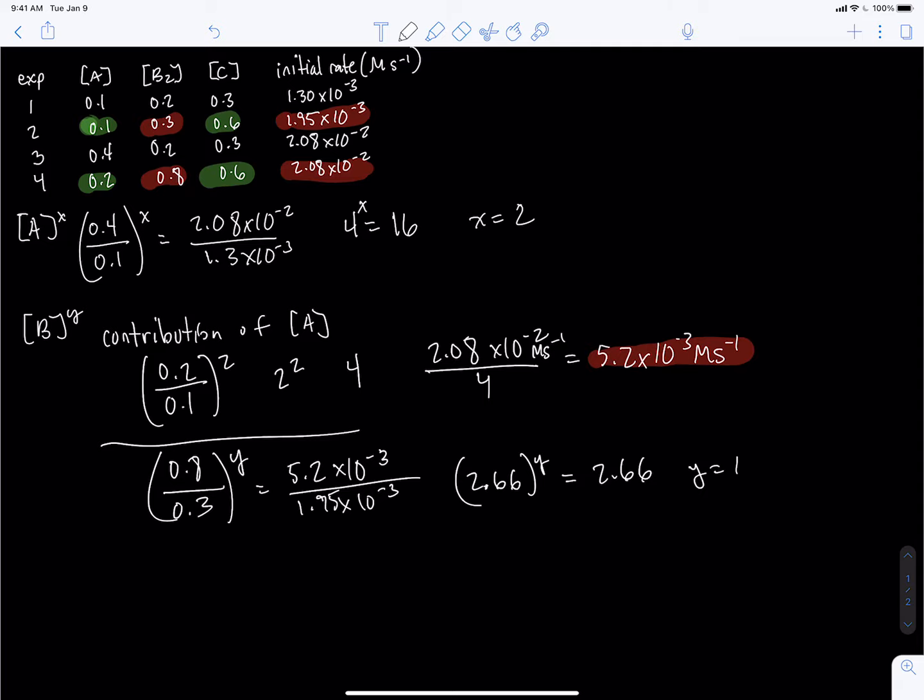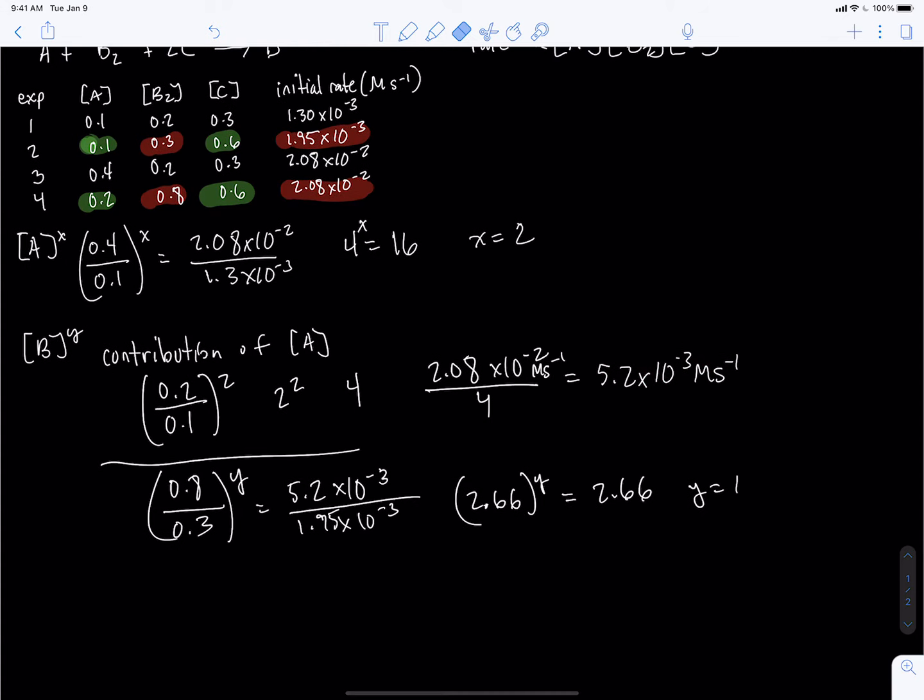What it means for something to be first order is that whatever multiple I change the concentration by, the rate will change by that exact same multiple. So for example here, this is sort of a weird one because I changed the concentration from 0.3 to 0.8, so I multiplied it times 2.66. And then what effect did that have on the rate? Well, the rate also changed by 2.66. So that's what it means for something to be first order. And so now we know it's first order in B.